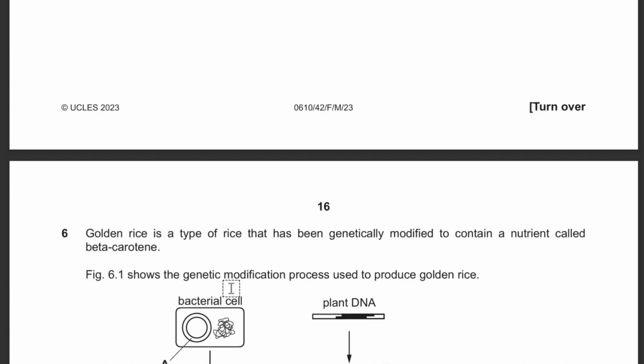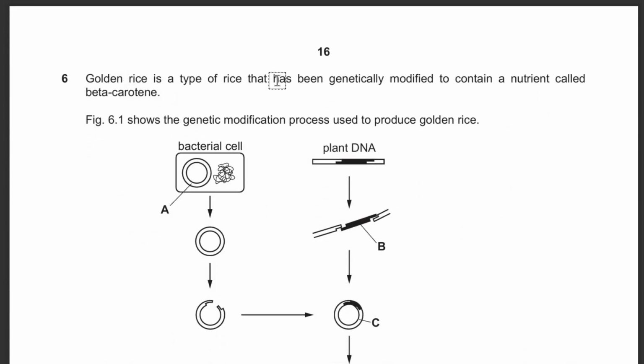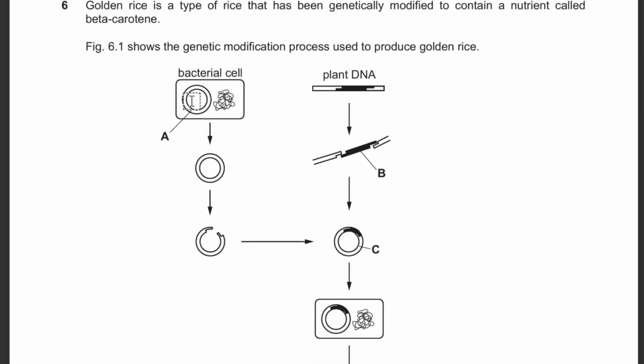Now, question number 6. Rice. Golden rice is a type of rice that has been genetically modified to contain a nutrient called beta-carotene. Figure 6.1 shows the genetic modification process used to produce golden rice. So what is happening? This is a bacterial cell. The plasmid has been taken out. The plasmid is then cut using restriction enzymes.